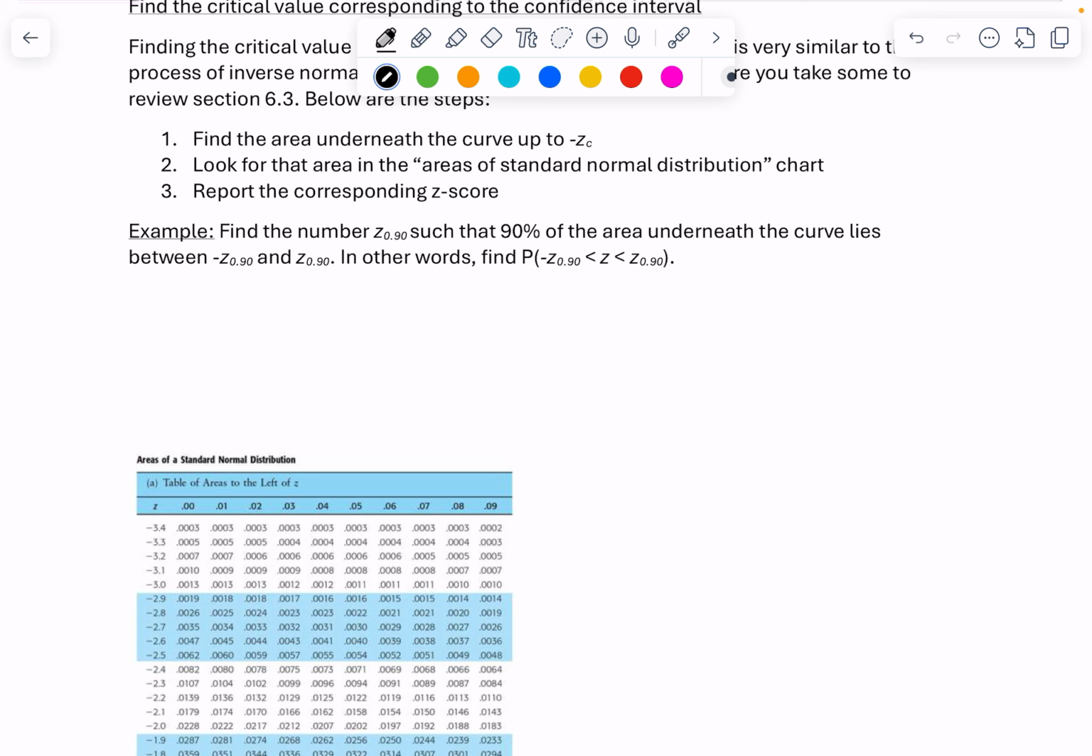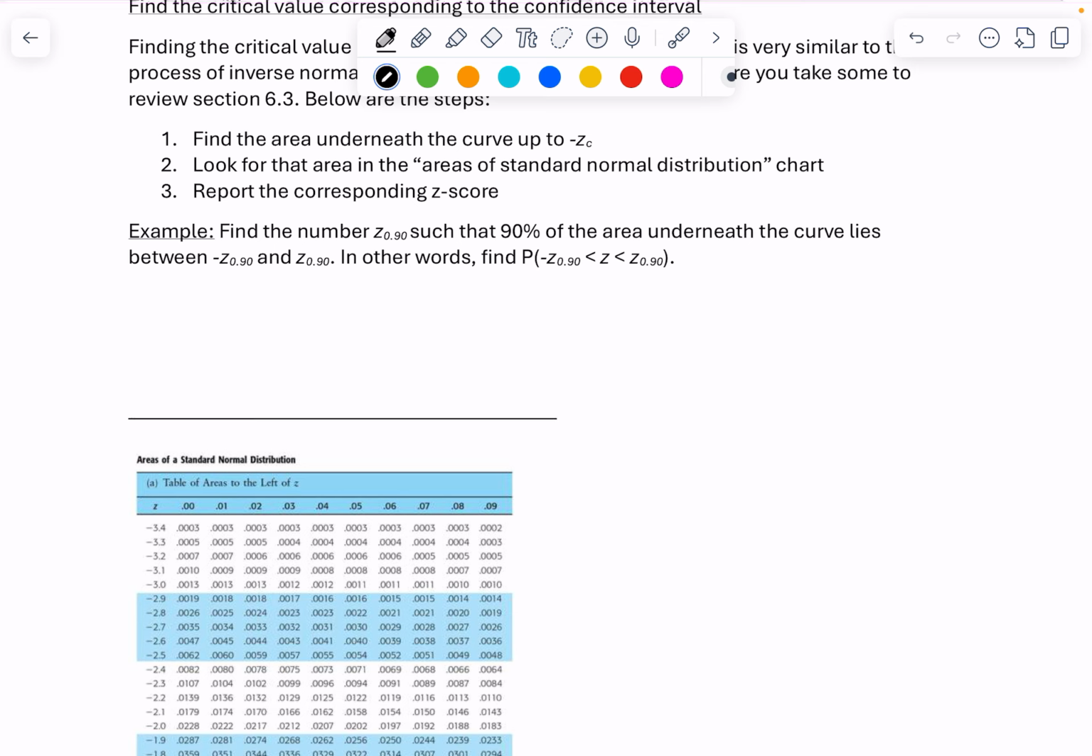So here we're going to be finding the number z sub 90 such that 90% of the area underneath the curve lies between negative z sub 90 and z sub 90. In other words, we're going to be finding the probability between these two boundaries. Now remember, the first step that we always do for any of these problems is draw it out. So that's exactly what we're going to do.